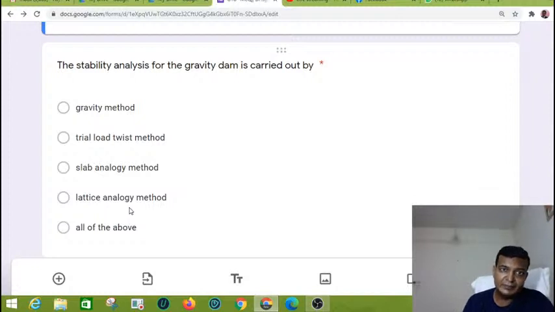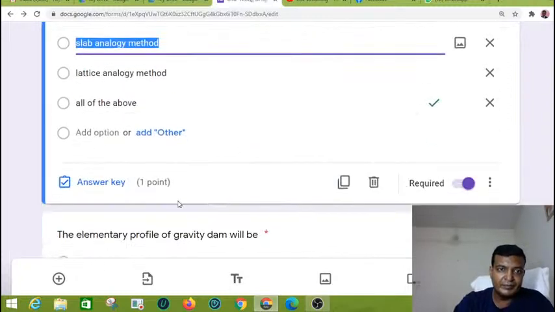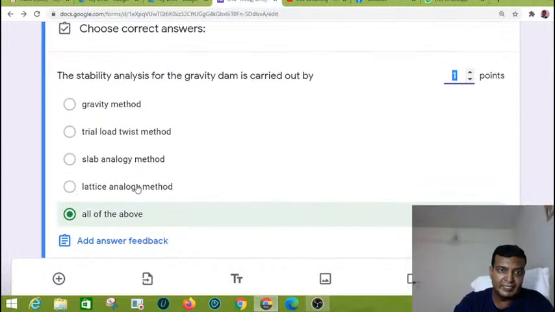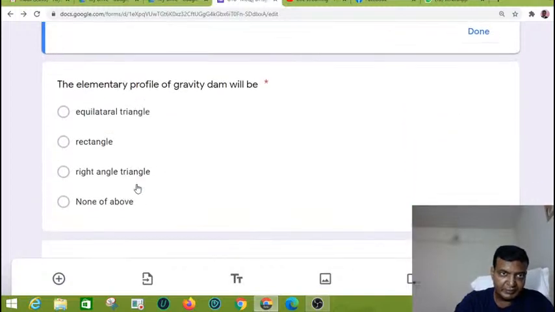The stability analysis for the gravity dam is carried out by gravity method, trial load twist method, slab analogy method, lattice analogy method, and all of the above. So the answer is all of the above, because these all are the methods used for carrying out the stability analysis for the gravity dam. So next objective is, the elementary profile of gravity dam will be equilateral triangle, rectangle, right angle triangle, none of the above.